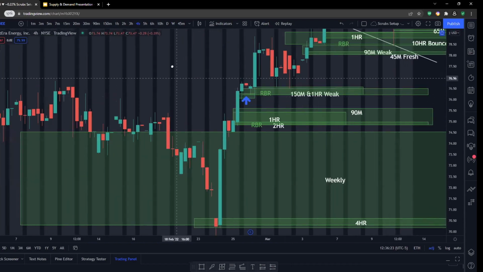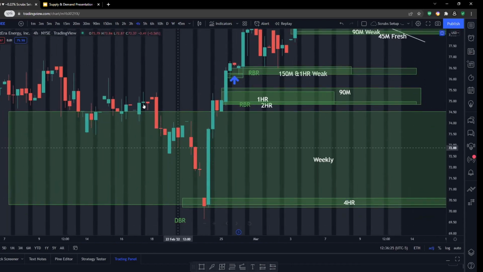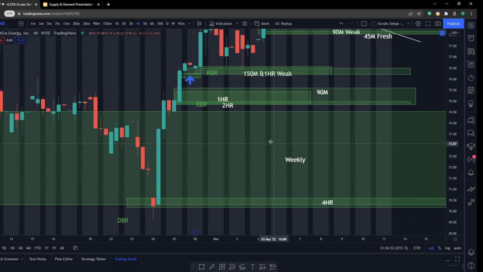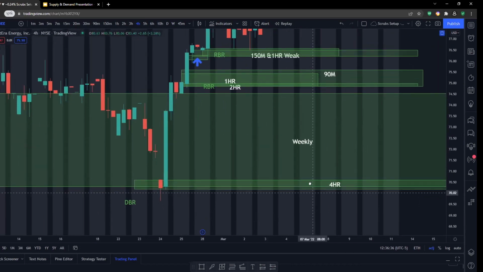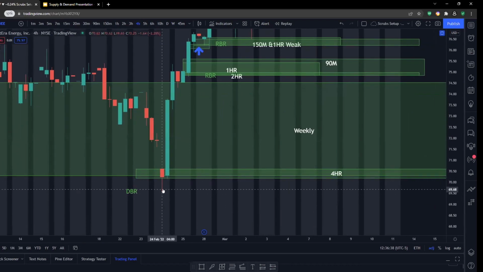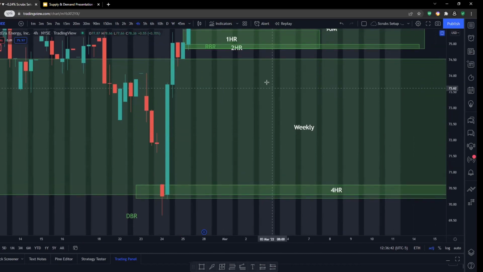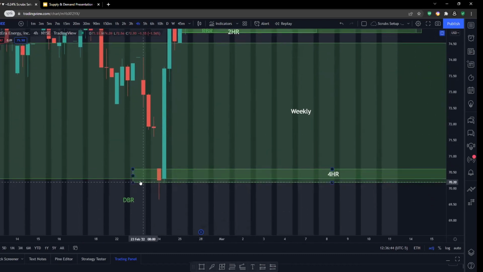So we have another little dropping, a basing, and a rally right there, right? So inside this weekly demand area, we actually have another 4-hour, right? So we have two demand areas within one. So same exact mentality applies.